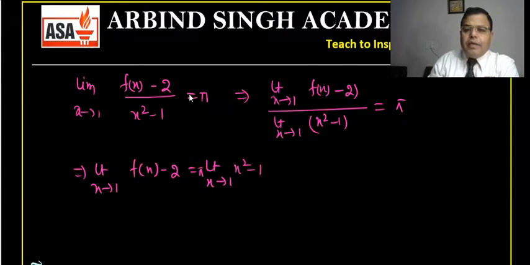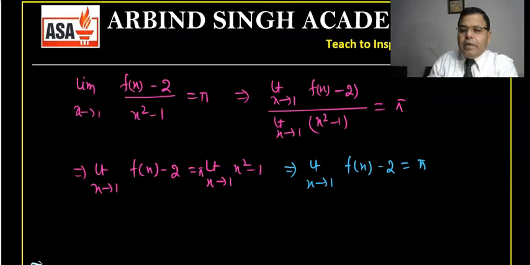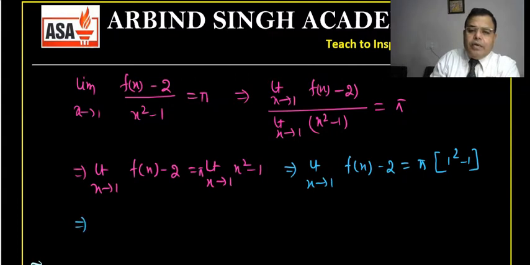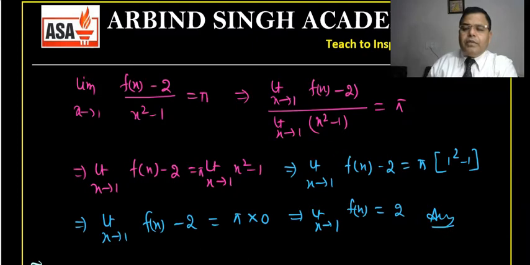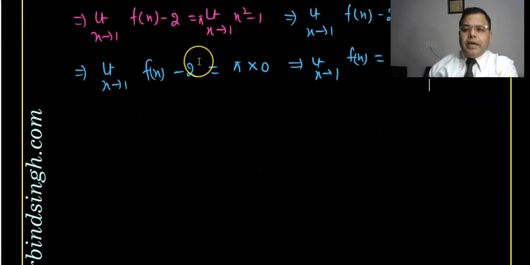But if I put the limit here, what will happen? Limit x tends to 1 of f(x) minus 2 is equal to pi times 1 square minus 1, that is, pi into 0. And therefore, limit x tends to 1 of f(x) is equal to what? This is 0, and minus 2 will come to this side, it will be plus 2, and that will be the answer. This is what the question is asking. Okay, I hope you got it.